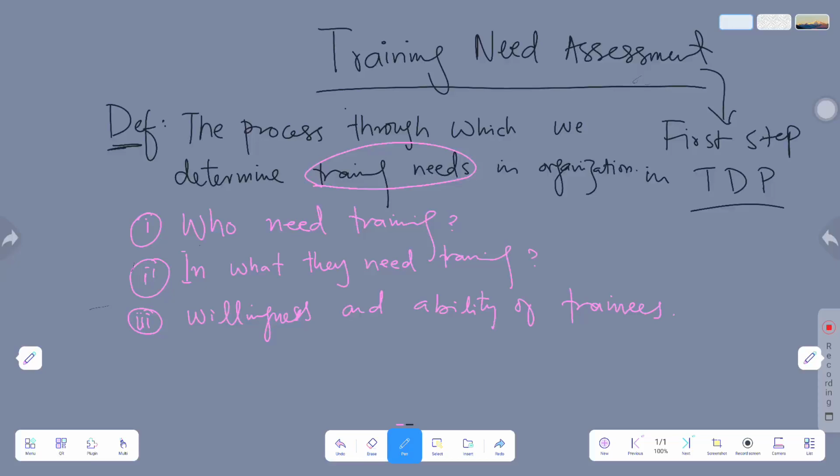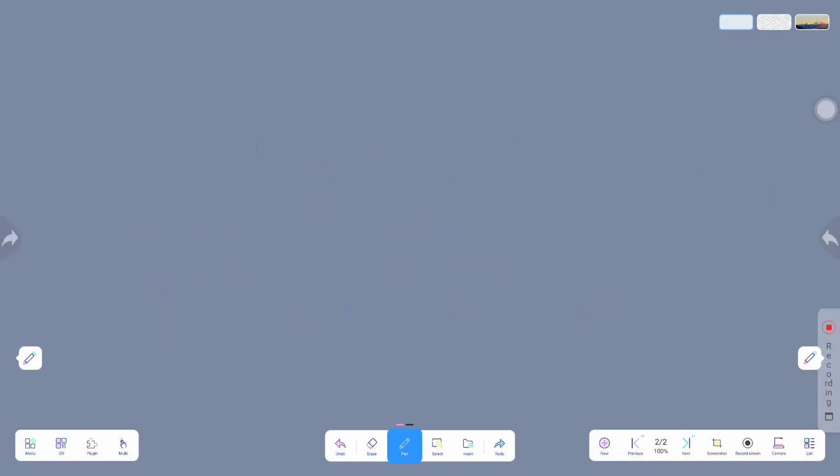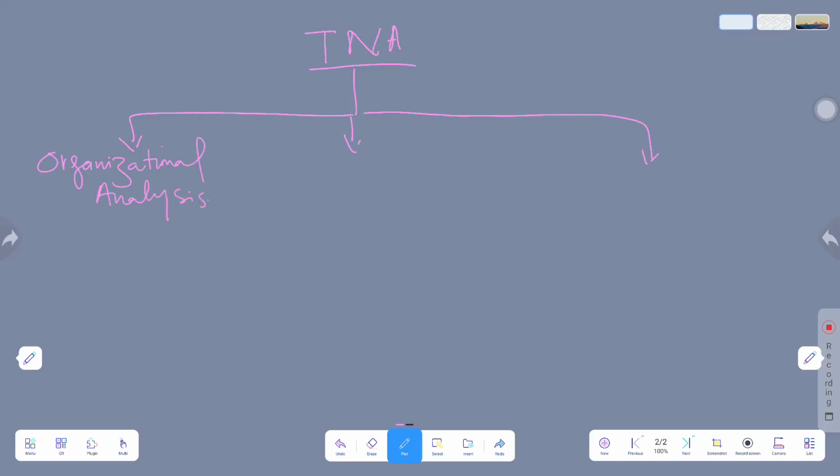Then there are three components in training need assessment. How to conduct training need assessment? Number one is organization analysis. Number two is person analysis. Third one is task analysis.